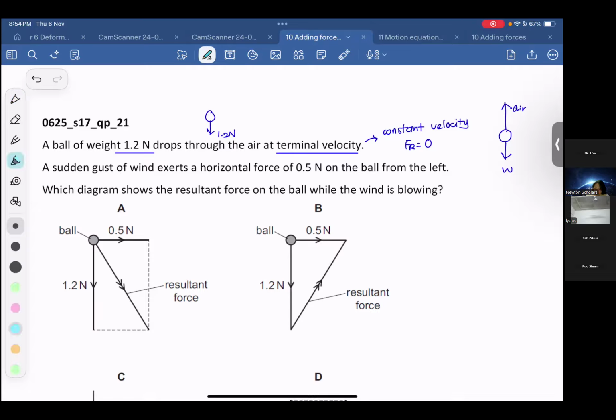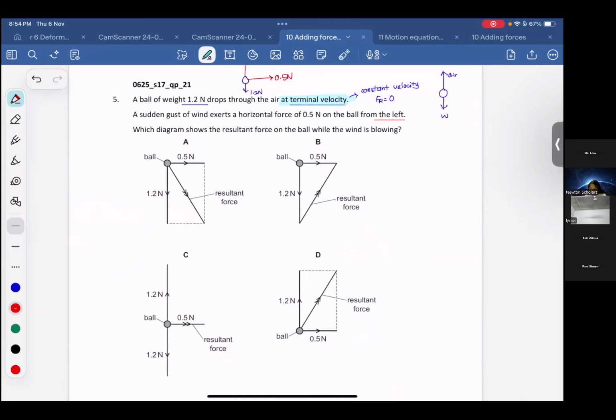Okay, so boys and girls, from this sentence, they don't tell you air resistance, but they're using the words terminal velocity. They experience air resistance at terminal velocity. So from here, I know that I will have another 1.2 Newton upward due to the air resistance. Okay, suddenly the wind exerts a horizontal force of 0.5 Newton on the ball from the left. Which diagram should be your resultant force? Okay, so boys and girls choose.